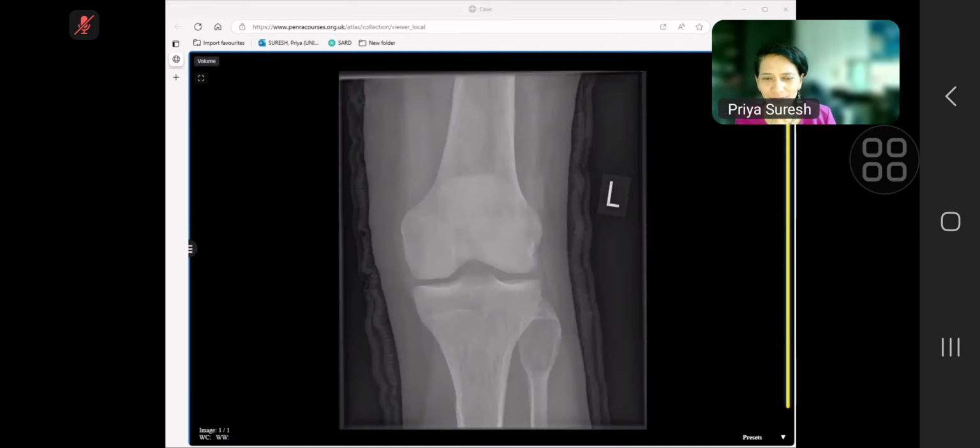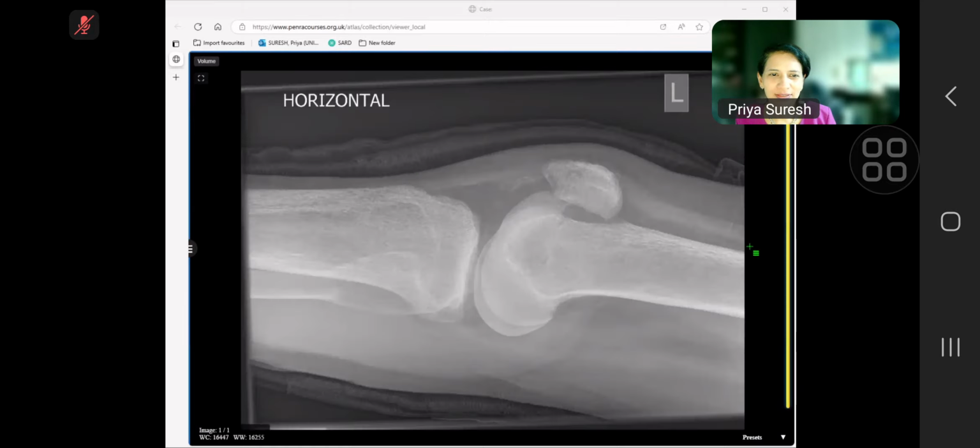The first case. So what is happening here? What is this?